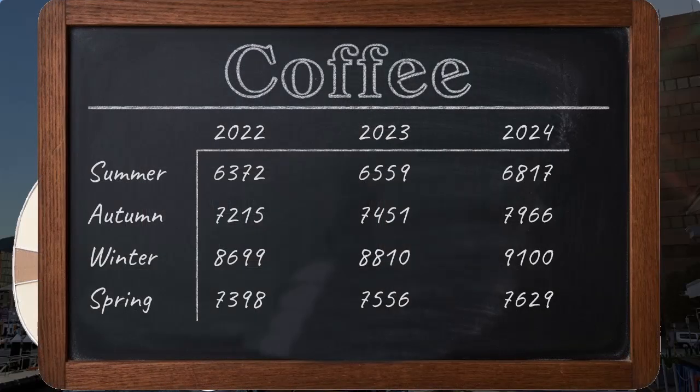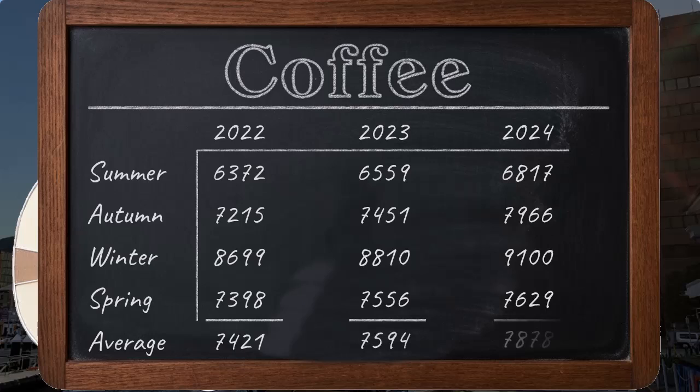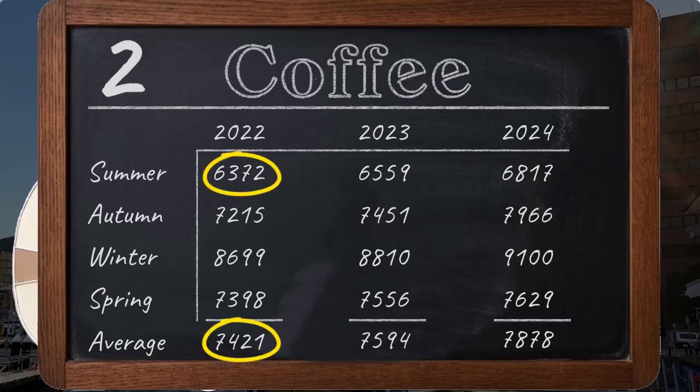There appears to be a general increase in the sales, but it's hard to tell when the data is fluctuating so much. So the first step towards smoothing out the data is to calculate the average sales for each year. The second step is to divide each season's sales by the yearly average.